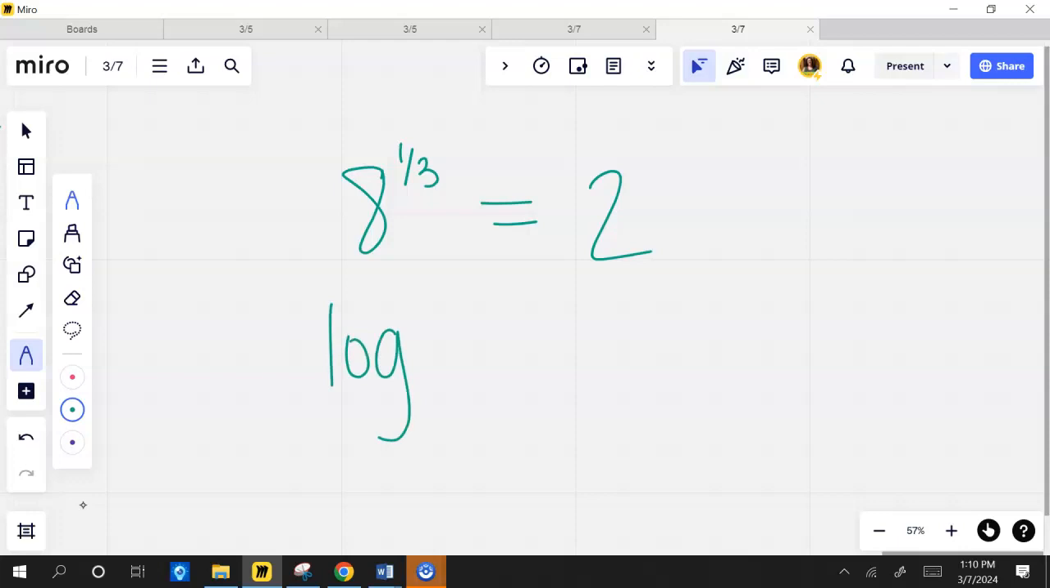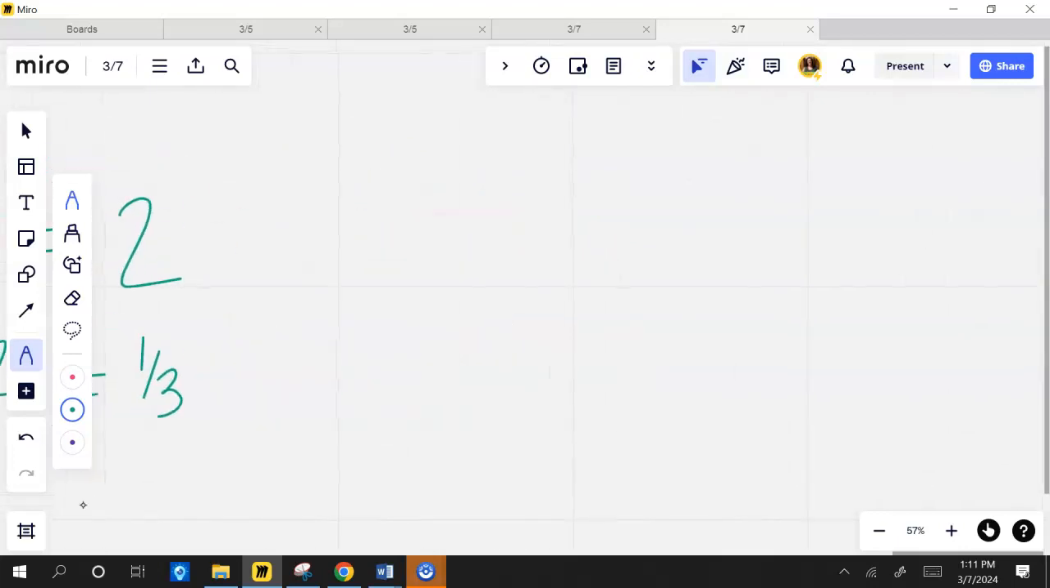Log. What's the base? 8. Logs equal what? Logs are exponents. So I'm going to set it equal to the exponent. There's only one blank space left. That's got to be my 2. Write that in logarithmic form.